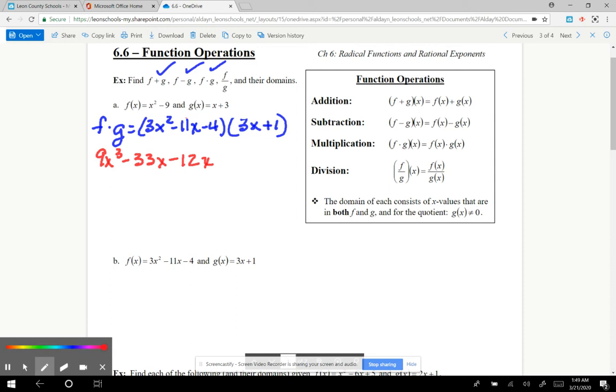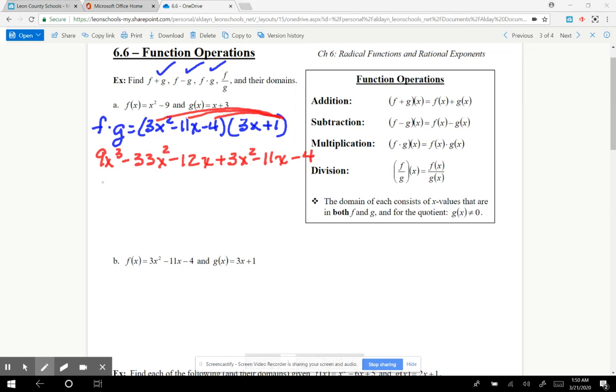All right, next I am going to distribute times the 1. And we know anything times 1 is that thing. So I'm just going to bring down 3x squared minus 11x minus 4. Now, for some reason, I always forget my squared here. So let me go back and fix that.